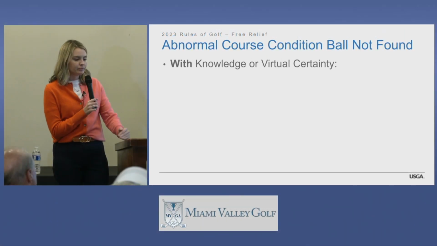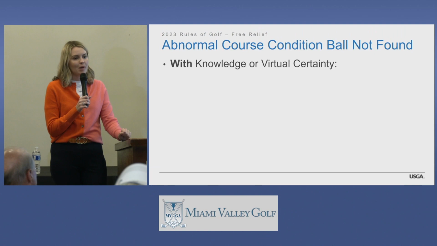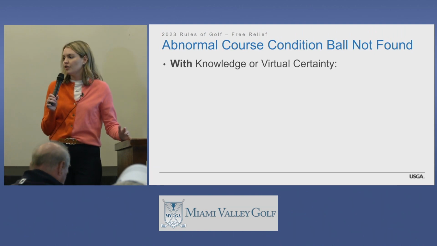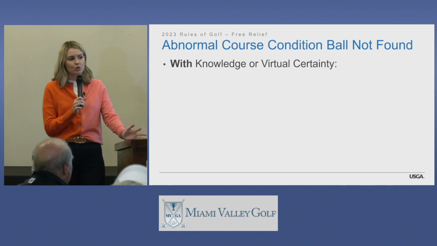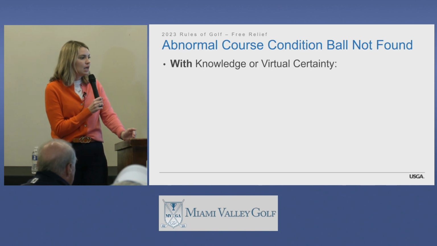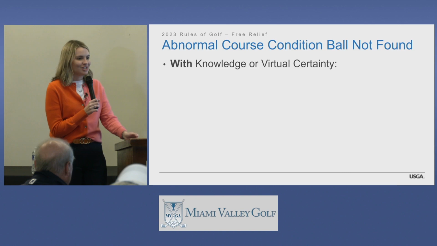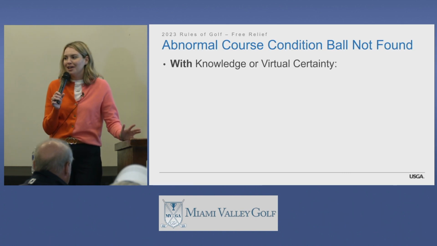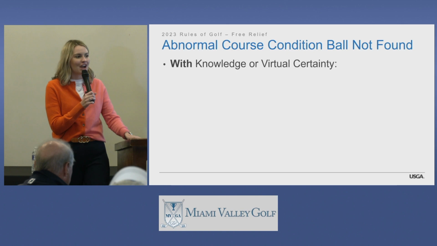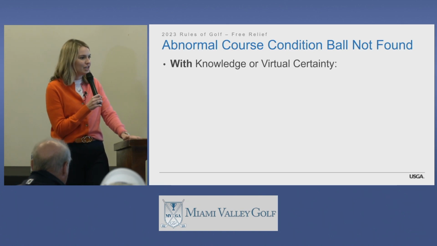We have a special relief option for a ball that is not found, but it is known or virtually certain to be in an abnormal course condition. Knowledge or virtual certainty is a standard that we use in a number of places in the rules. Probably the best example is with penalty areas. To take relief from a penalty area, there's got to be knowledge or virtual certainty that's where the ball is. And it's a high standard to get to. It's not just assuming, guessing, wanting something to have happened. We need some pretty conclusive evidence.